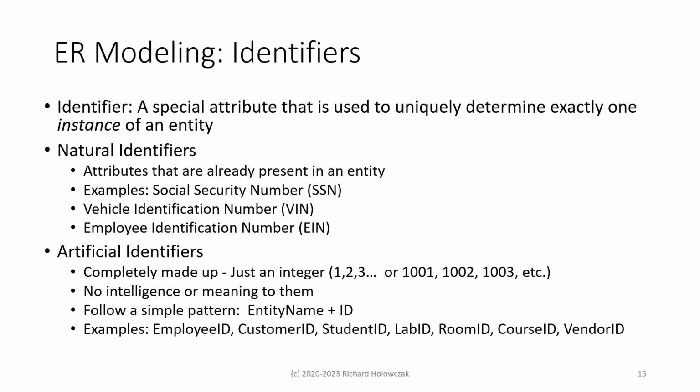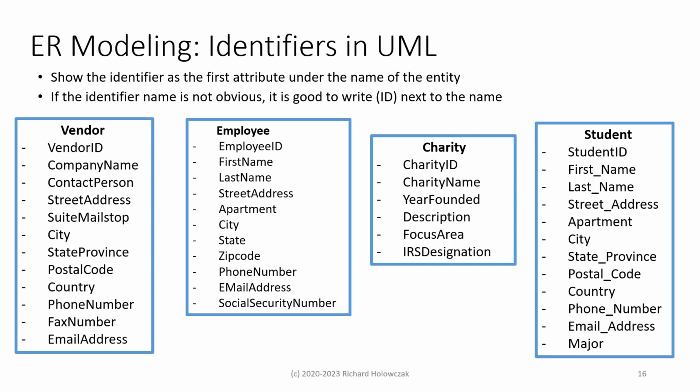So for now, my advice is the easiest thing, just use an artificial identifier and you'll be in great shape. It really is quite simple. If you have a vendor entity, create vendor ID. An employee entity, include employee ID. Even if you have social security number, use employee ID anyway. A charity would be a charity ID, a student would be a student ID. Very, very simple way to create identifiers.